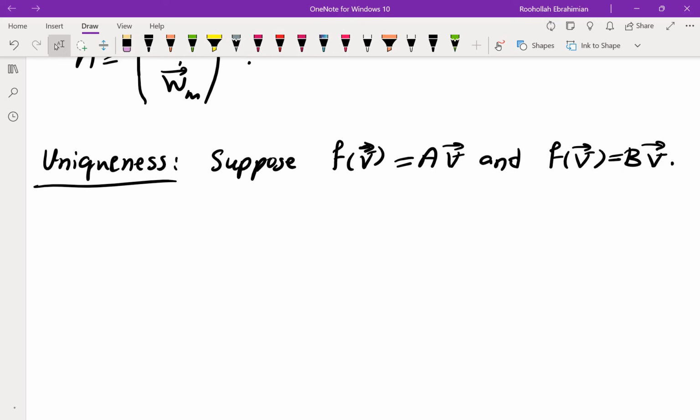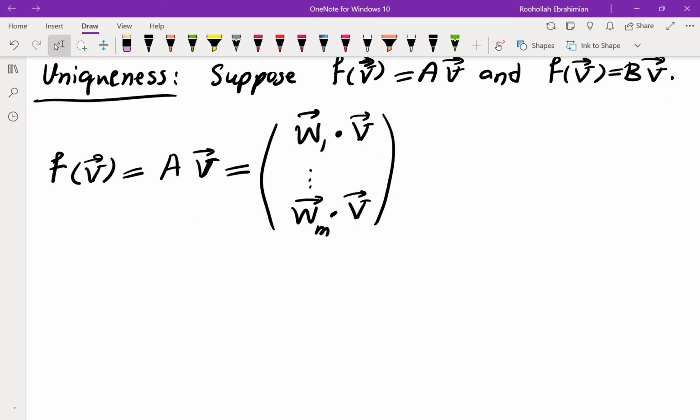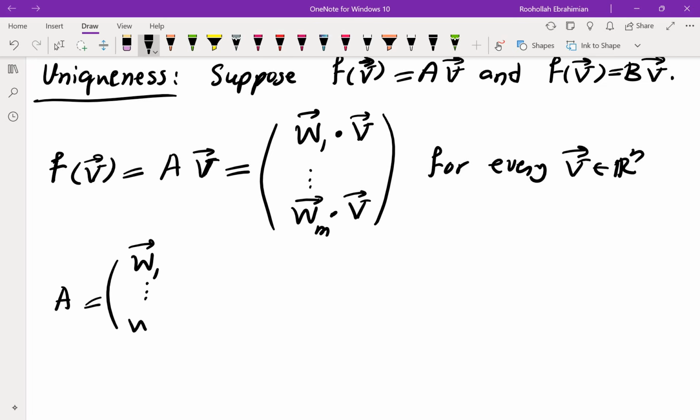So we're going to construct A using f. If you look at f of v, that's the same as A times v. If you look at the rows of A, let's say the rows of A are w1 all the way to wm, we'll have to take these and find the dot product of them with v. This is by definition of matrix multiplication of a matrix with a column. Now this is true for every v in Rn.